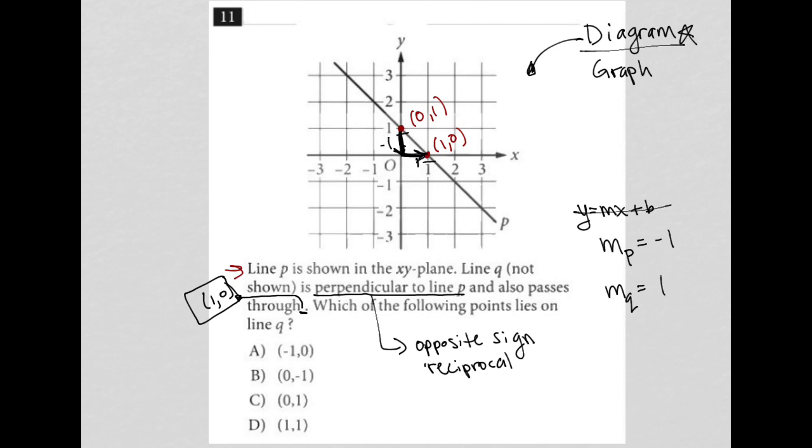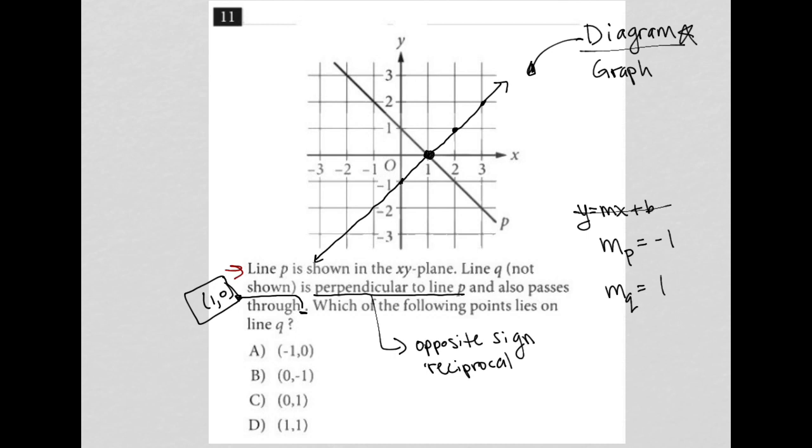So let's draw line Q. So line Q, the question says, goes through 1, 0, which is here. And based upon the fact that it's perpendicular to line P, it has a slope of positive 1, which means I'd rise once and run once, which leads me here and here and here, which means my line looks like this.